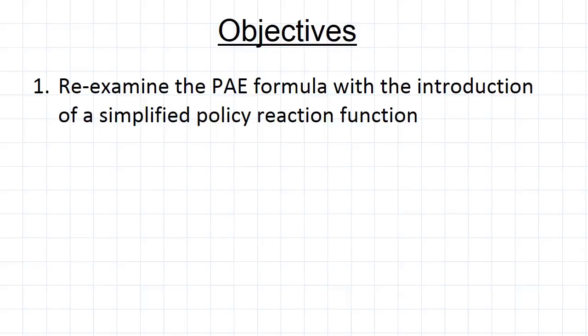We are now going to go back once again to our planned aggregate expenditure formula. We revisited this earlier and introduced the real interest rate, showing how it had an effect through consumption and investment. Now that we've got a function for the real interest rate, it's worthwhile to go back and put that in and see what effect it has.